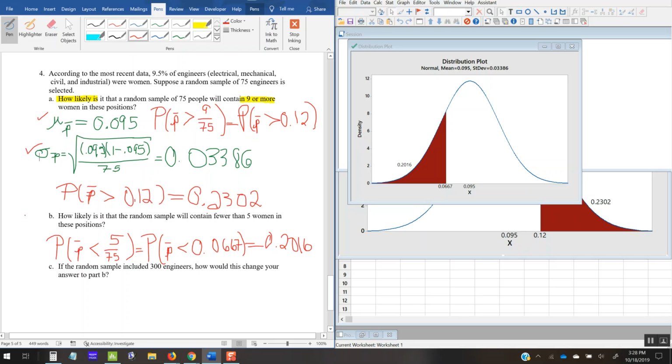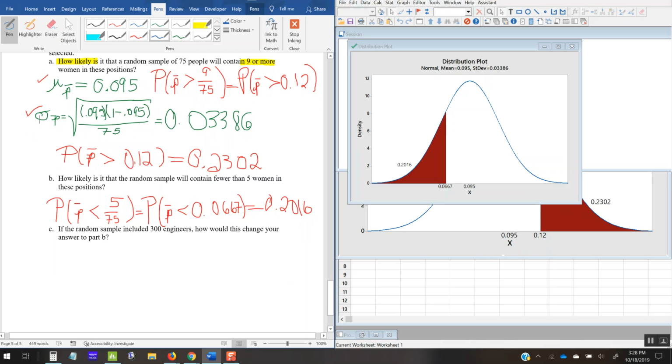All right, last question. Now, this is the one I find the most interesting out of all the questions. They ask you, what would happen if instead you use 300 engineers instead of 75? So, what's interesting about that is for part B, if there were 300 engineers and only 5 of them were women, yikes, that would be scary. That would be very small, very unusual. But that's not the only thing that would be happening here.